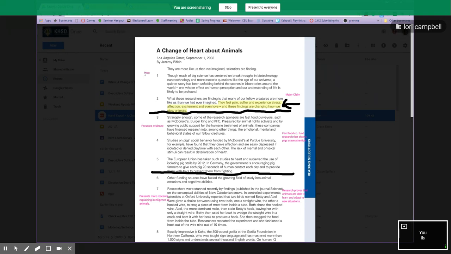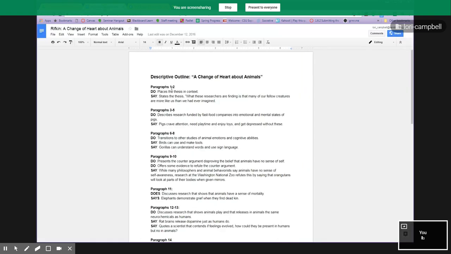So, do. Let's take a look at how this looks. Places the thesis in context. That's always going to be the introduction. The introduction will always say this. You could use introduces as well, introduces the thesis in context. But the first chunk is always the same thing. It's presenting that thesis.